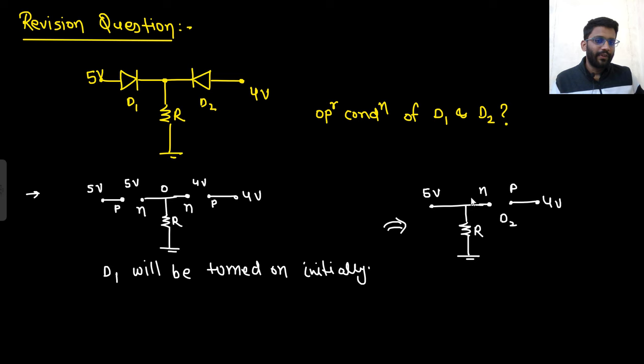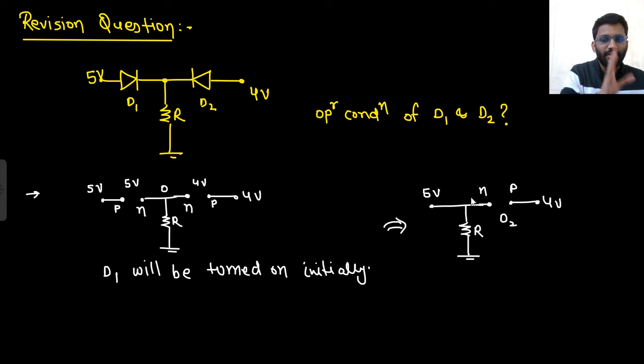What we did, also this is just a revision question. What we did, first we saw the working condition of D1 and D2 both. So it feels like both will be on. But who is having more potential? D1 is having more potential. So D1 will say, I am the boss, so I will drive D2 now. I will check the condition of D2 now. So D1 will be turned on.